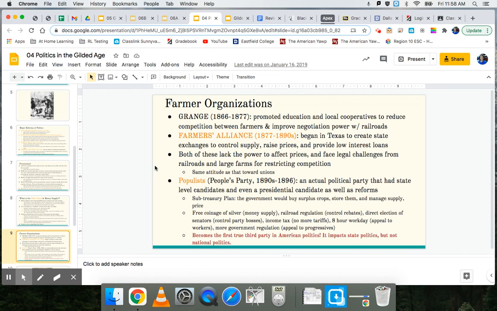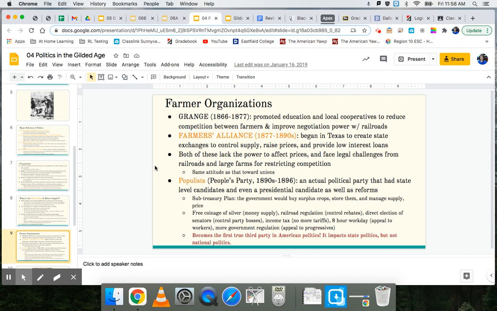So they have things like a sub-treasury plan where the federal government buys surplus crops, stores them, manages the supply, makes sure that farmers are able to sell their crops for a decent price. The modern equivalent to that is farming subsidies, right? Is basically what that is. But that was a new concept. And so they're proposing this.